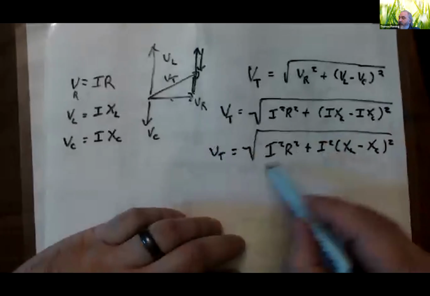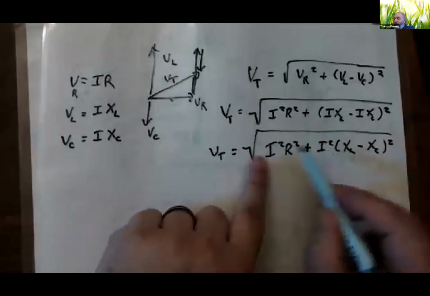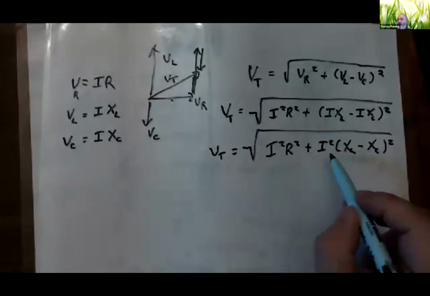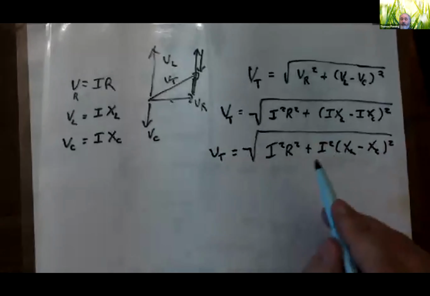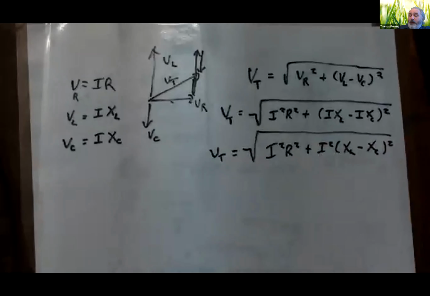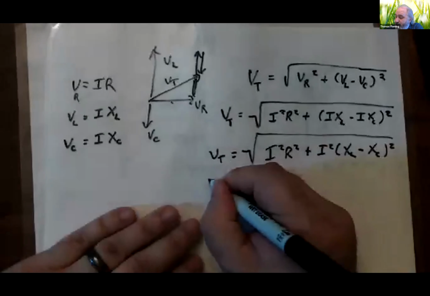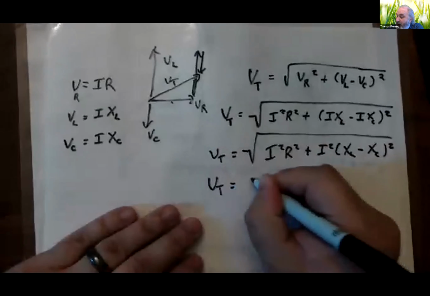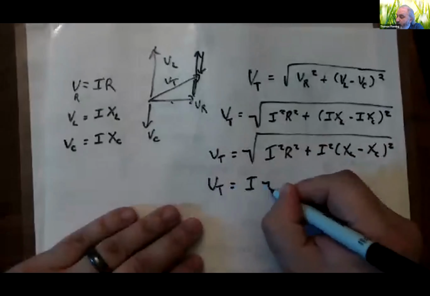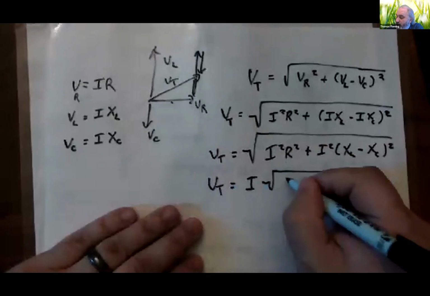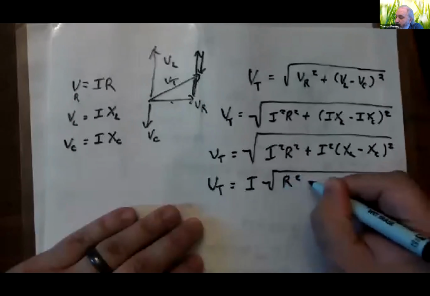Well, now I have I squareds both places. Let's just factor them all the way out of the radical. When I come out of the radical, I'll have to square root that I, so it's going to come out as a single I, not a squared I. So now I've got V total equals I times the square root of whatever R squared is.